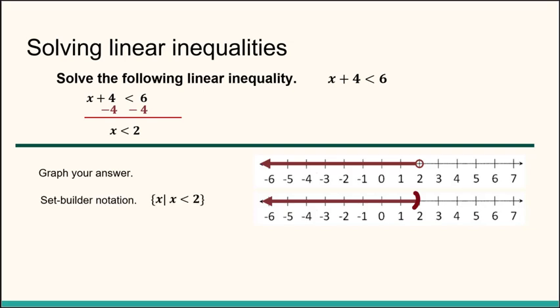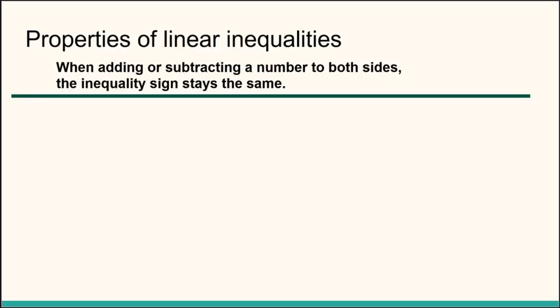So for set builder notation, I would write curly bracket, the set of all x, straight line down, means such that x is less than 2, in that with a curly bracket. Interval notation, I would write that straight down off the graph. Notice my left arrowhead is a negative infinity, so I write round bracket, negative infinity, comma 2, round bracket. All right, let's look at the properties of linear inequalities.